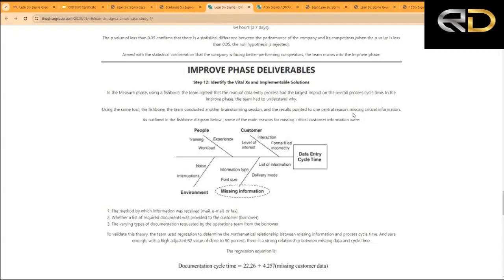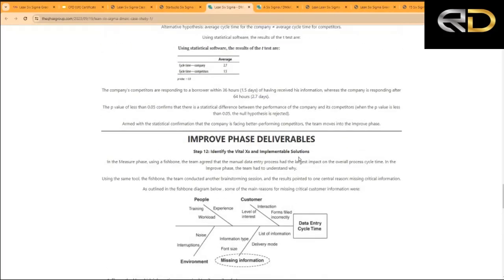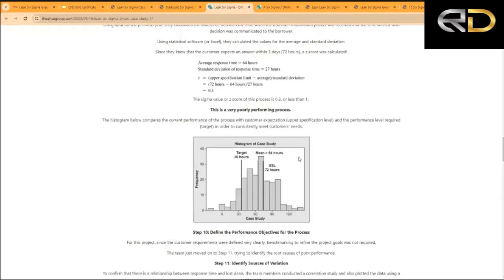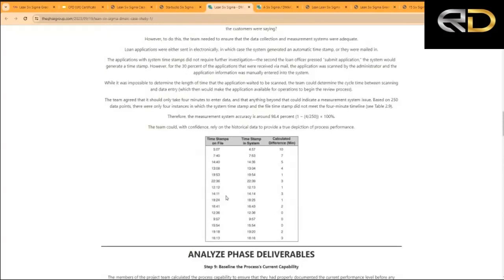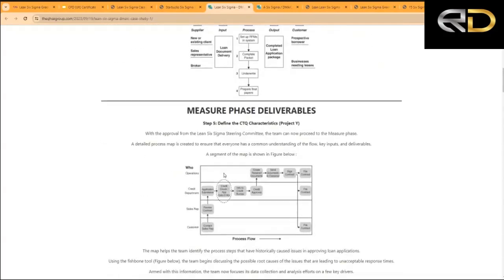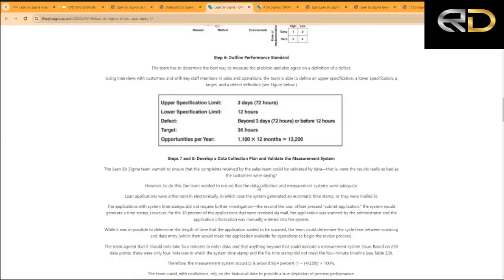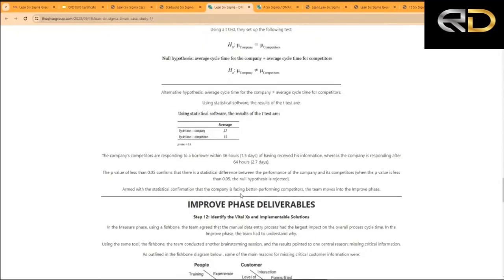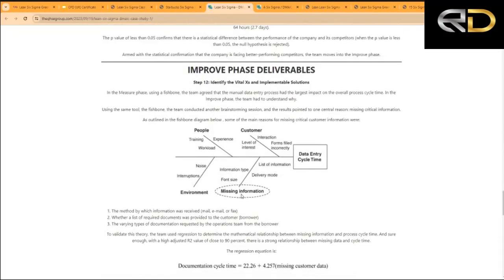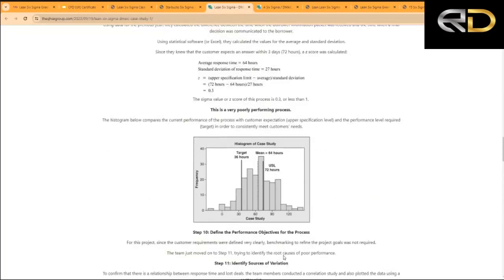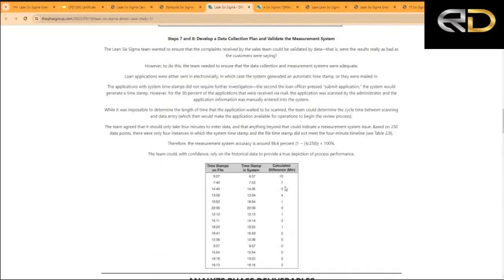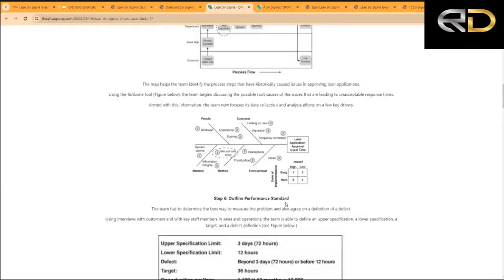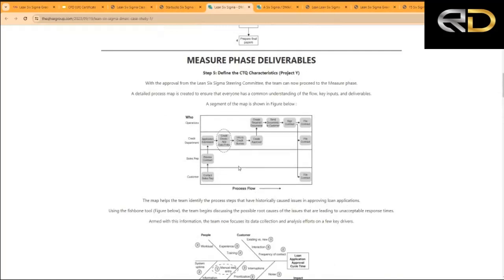So the results pointed out one central reason, which is missing critical information. They used the fishbone diagram like this. They said this is the application data entry, and they used the fishbone diagram to determine what exactly is affecting that step. They said it can be customer, people, environment, and missing information. Missing information here is the reason why we have this variation. Missing information is the reason why this is a step that is historically causing issues in approving loans.